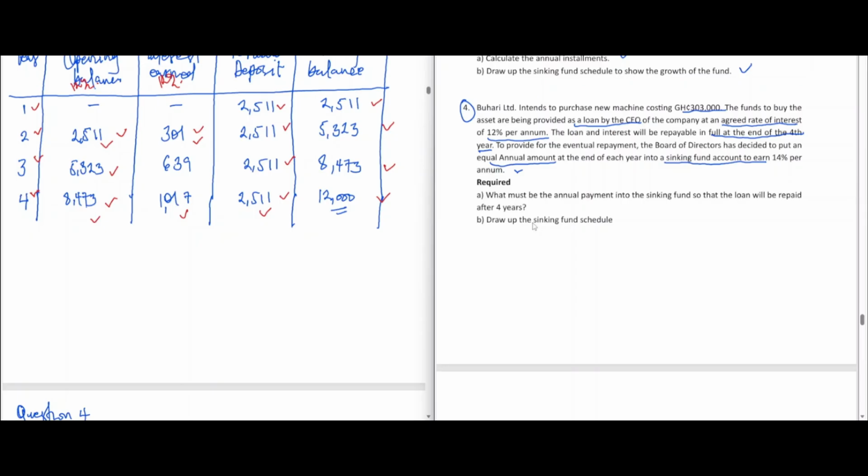So what must be the annual payment into the sinking fund so that the loan will be repaid after 4 years? Draw up a sinking fund schedule. So that is the question.